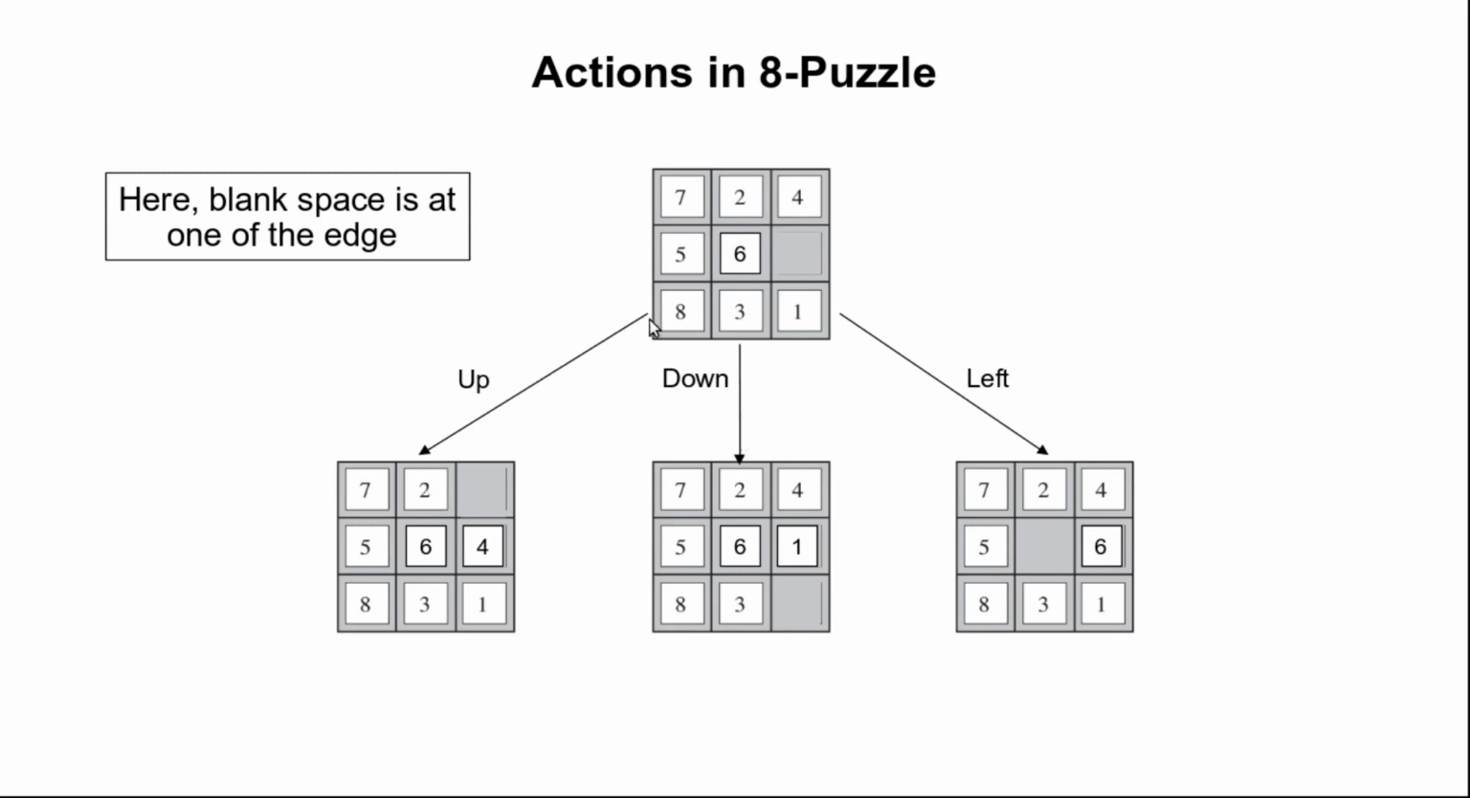So when we perform the action, move the blank space up, this would be the resultant configuration. If we perform the action move the blank space down, then this would be the new configuration. And if you perform the action move the blank space to the left, then the blank space would come here and 6 would move into the blank space.